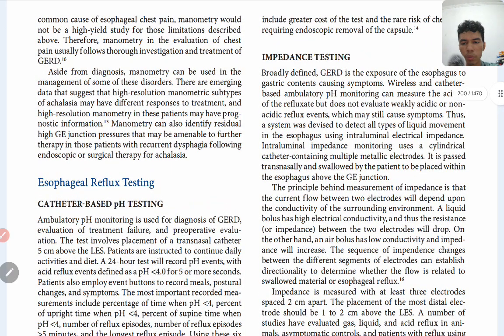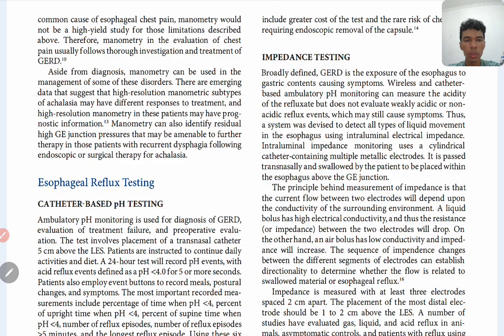Impedance testing. Broadly defined, GERD is the exposure of the esophagus to gastric contents causing symptoms. Wireless and catheter-based ambulatory pH monitoring can measure the acidity of the reflux but do not evaluate weakly acidic or non-acidic reflux events, which may still cause symptoms.